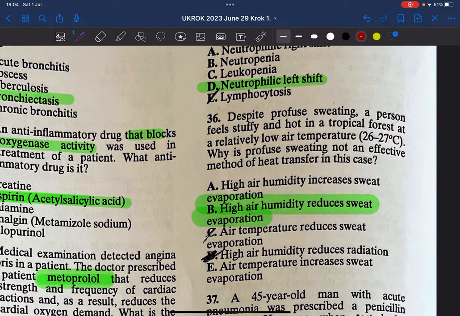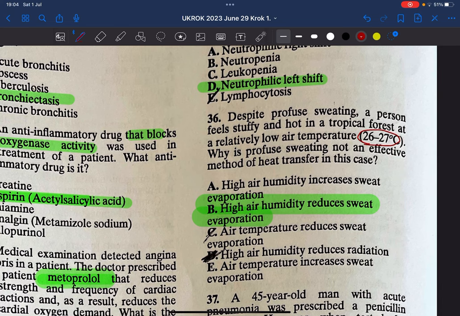Despite profuse sweating, a person feels stuffy and hot in a tropical forest at a relatively low temperature. Why is profuse sweating not an effective method of heat transfer in this case? So here the temperature is 26, and he's in the forest, and he's sweating, but he still feels hot. In my opinion, it's because in a tropical forest there is high humidity, and humidity will reduce the sweat evaporation. He's sweating, but the sweat is still on his skin surface and is not evaporating because of the high humidity. That's why he's not losing any heat. Sweating and evaporation are both important, not only sweating. If evaporation doesn't happen, the person will still feel hot. This is my opinion.